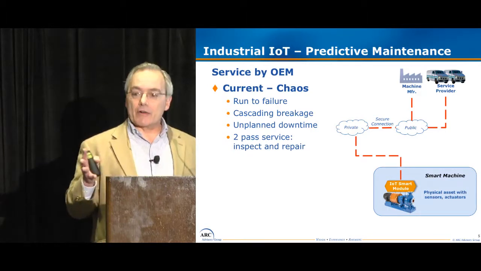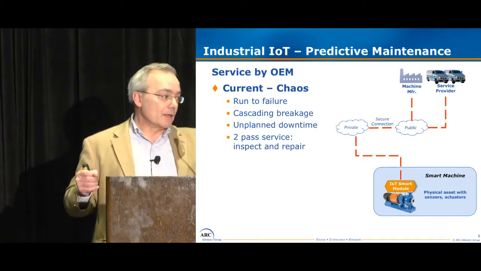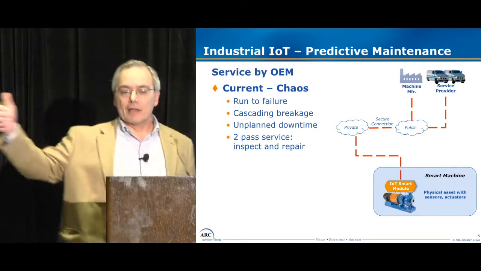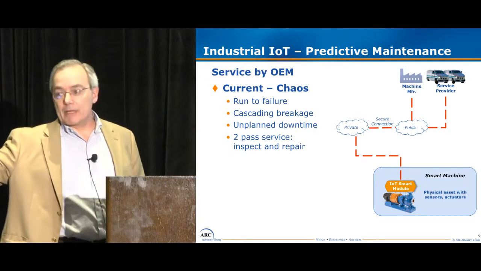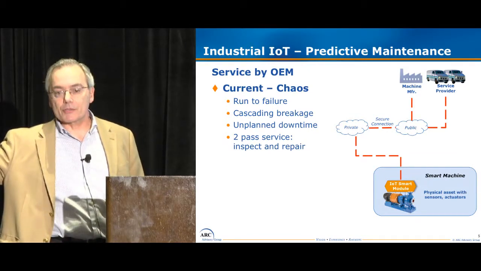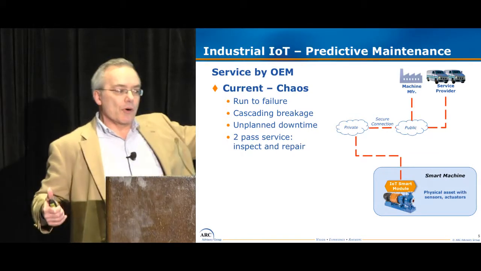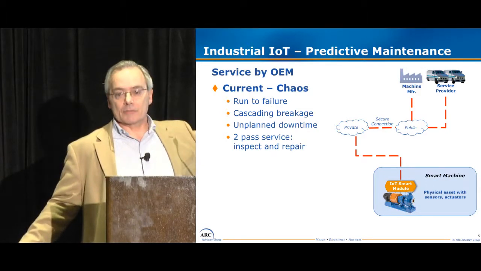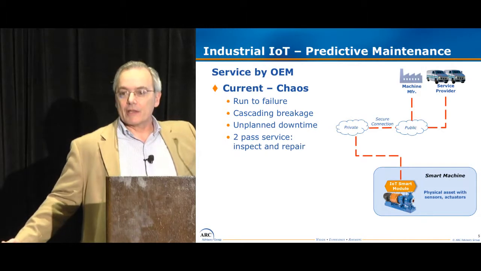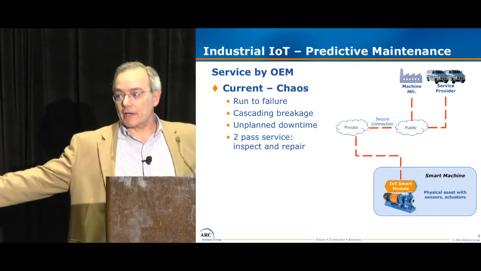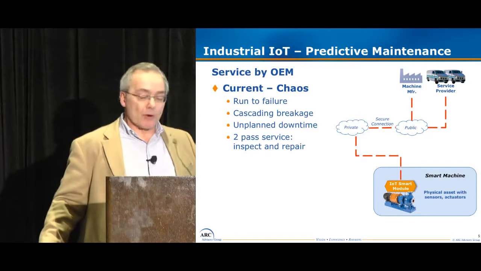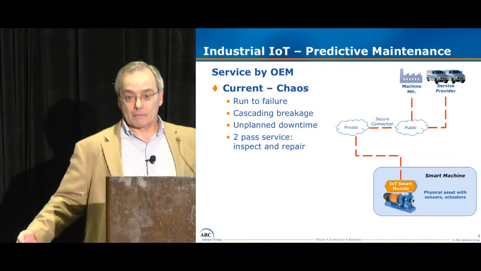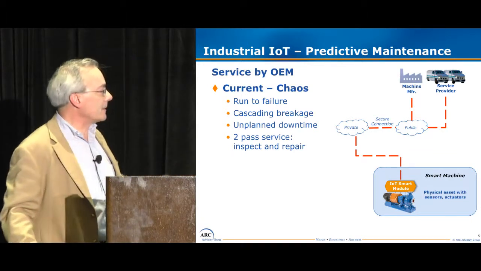And typically in this scenario, you have 2-pass service going on, meaning they come once to inspect to see what the problem is, and then they come a second time with the right people and the inventory or the spare parts to fix it. So you could easily wind up with several days or a week's worth of downtime. This, of course, is untenable. Nobody's going to do this. It is why we have maintenance departments today. People have their own inventory and maintain their own equipment because they can't live with that kind of unplanned downtime.